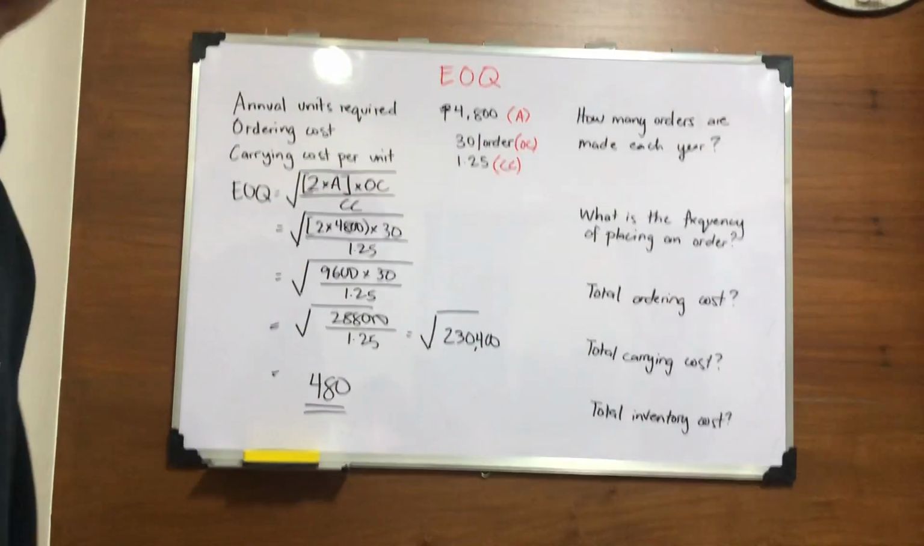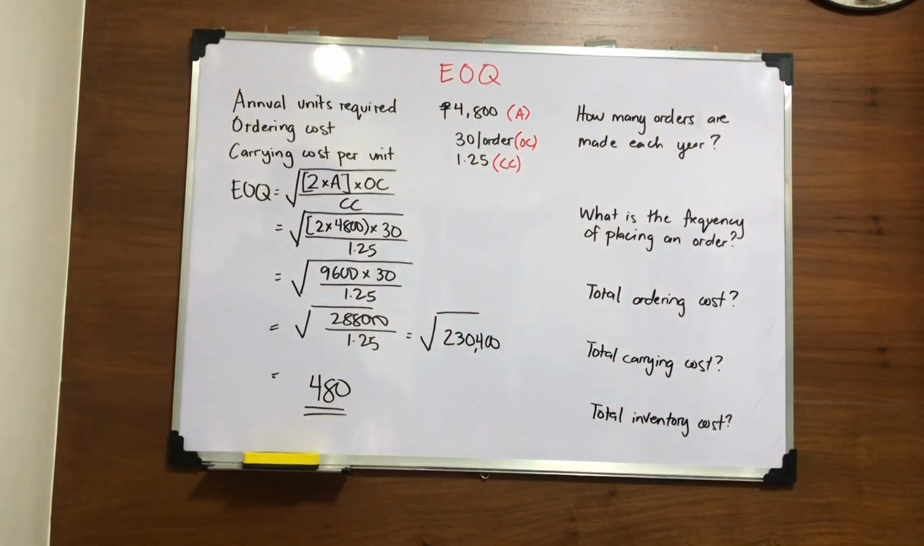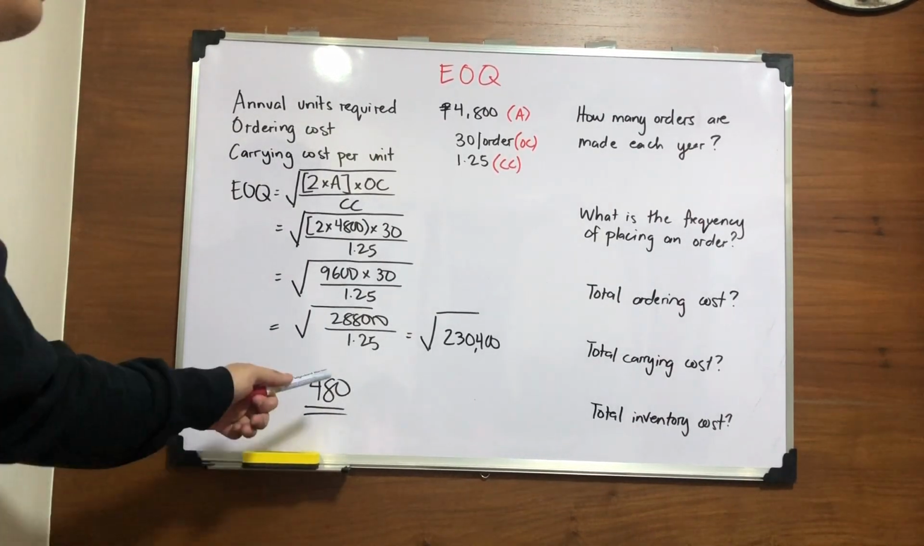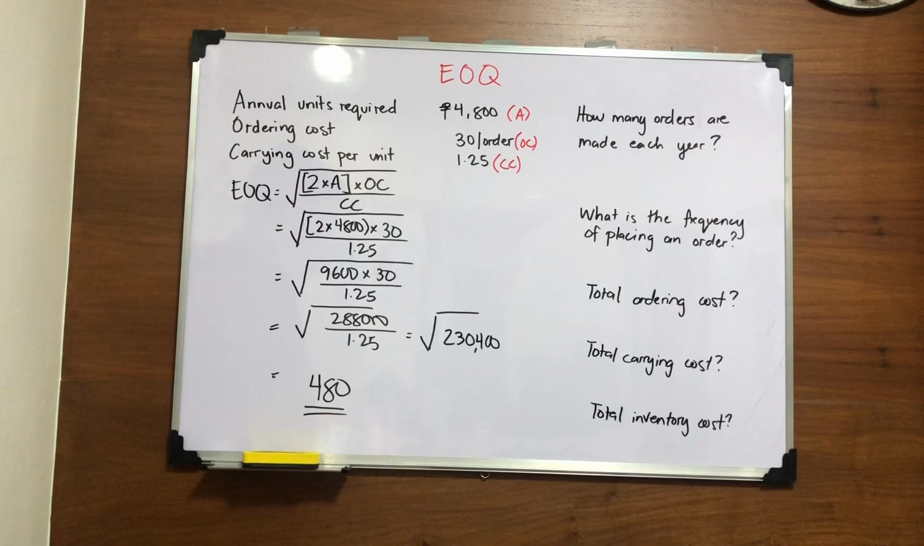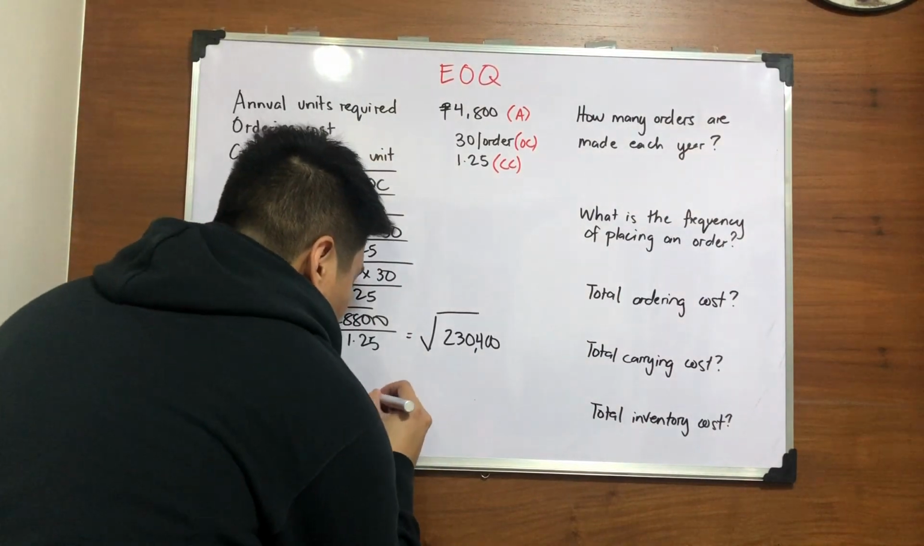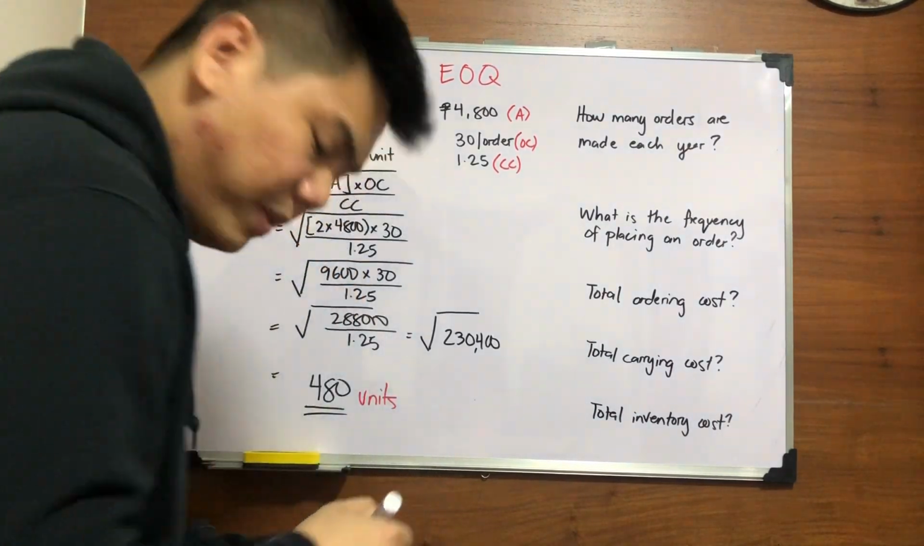So you might be wondering, sir, what is the significance of the 480? Is this peso or is this in units? So this one is in a per unit basis. Okay, unit. What is the meaning of this?